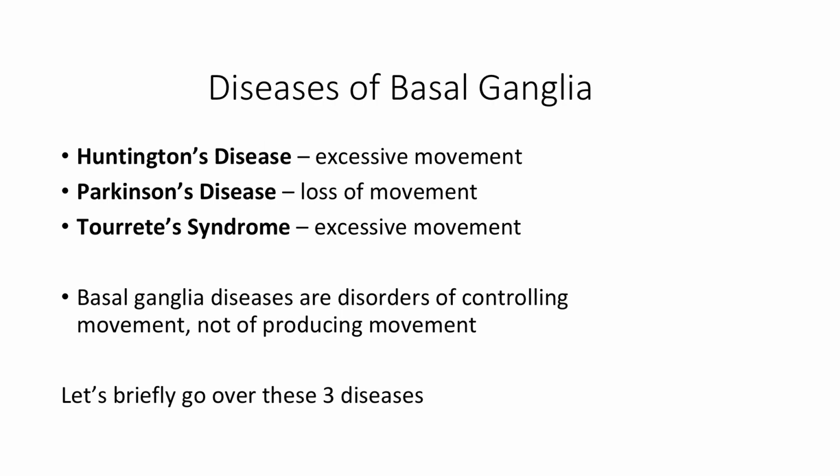So there are two diseases with excessive movement, and those are Huntington Disease and Tourette Syndrome. And then we have a disease with a loss of movement, and this is Parkinson's disease. You guys have probably heard these terms before, but let's briefly go over these three diseases.